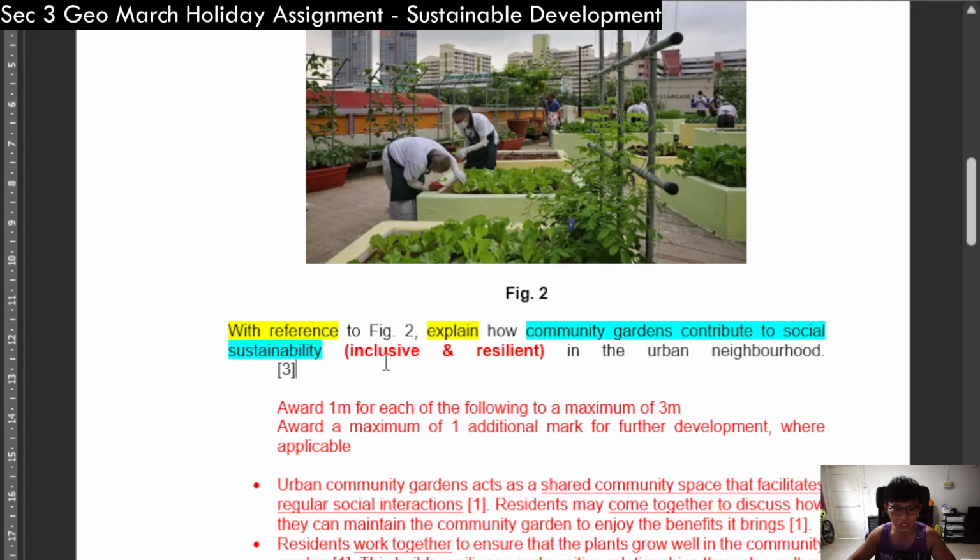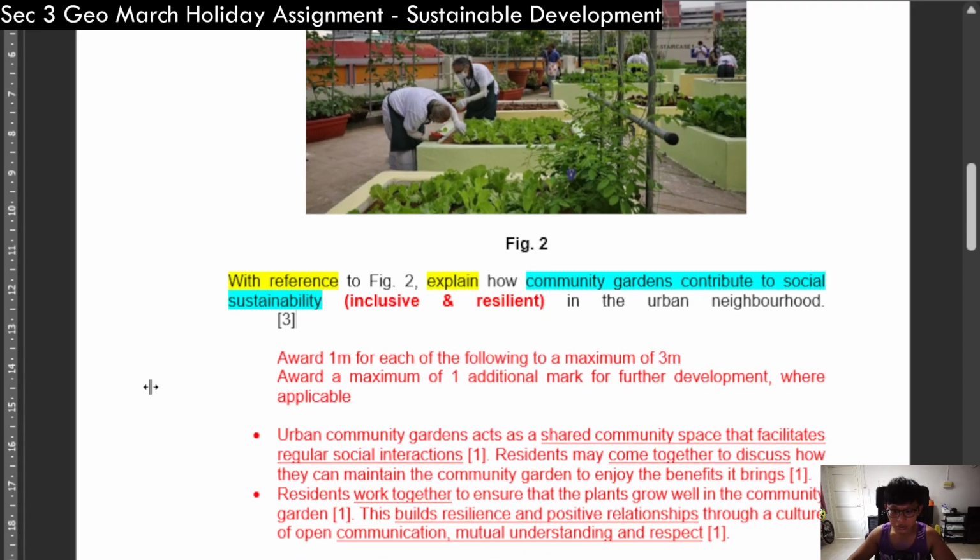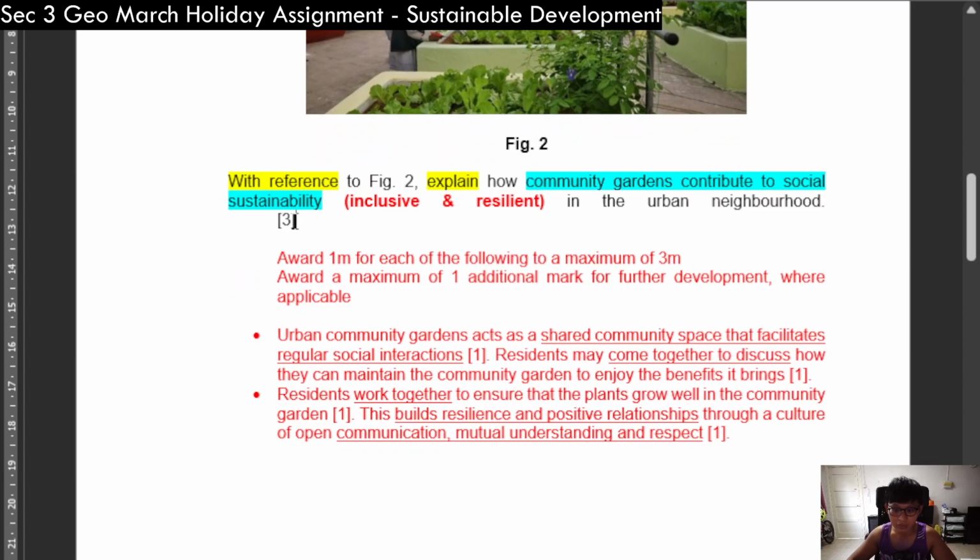How does it help us to be inclusive? How does it help us to be resilient? Alright, so let us look. It's a total of 3 marks, so you should be giving 3 points over here. You can get 1 mark for each of the following.